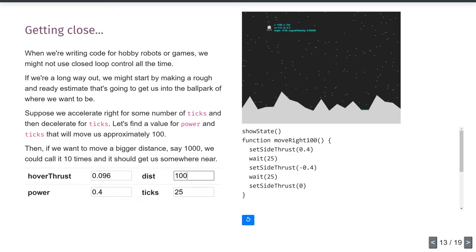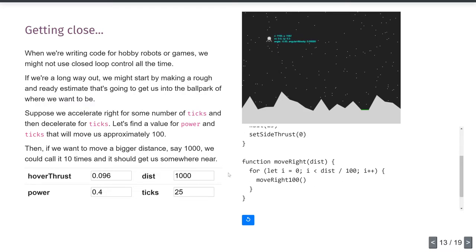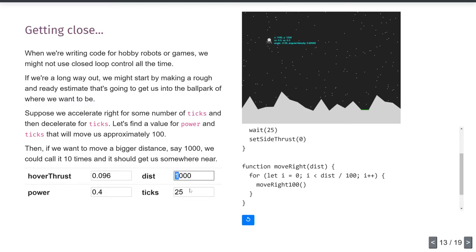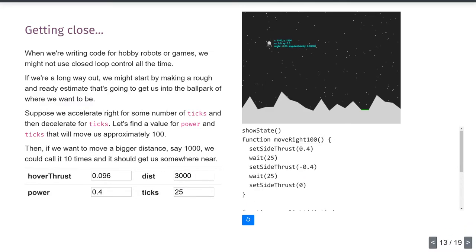Okay, I've got this distance thing here. What that is doing is saying, depending on whether I want to move a bigger distance, I'm going to say for i is 0 to however many times bigger that is, move right 100 pixels. And so if I want to move 3,000 pixels, that should call my move right 100 function 30 times. So let's set that going.